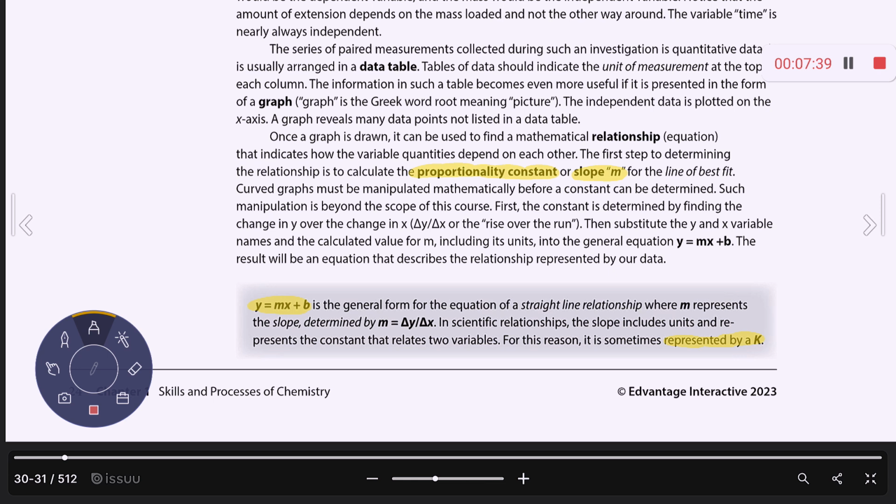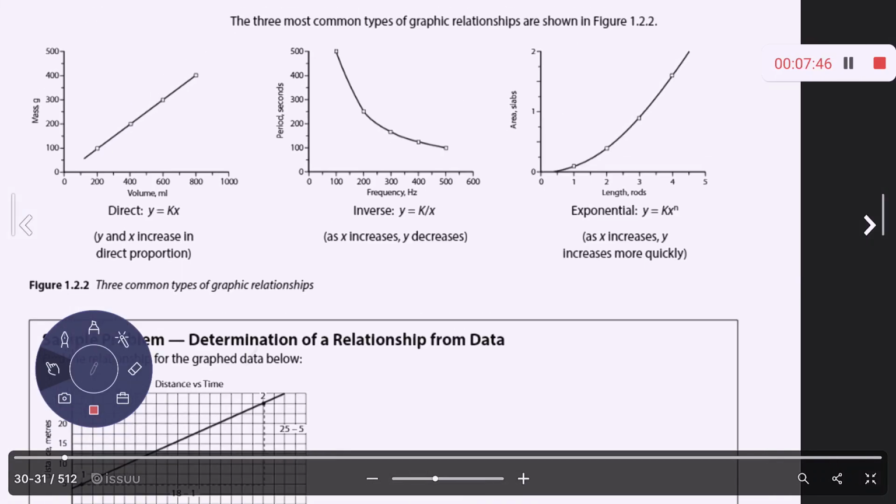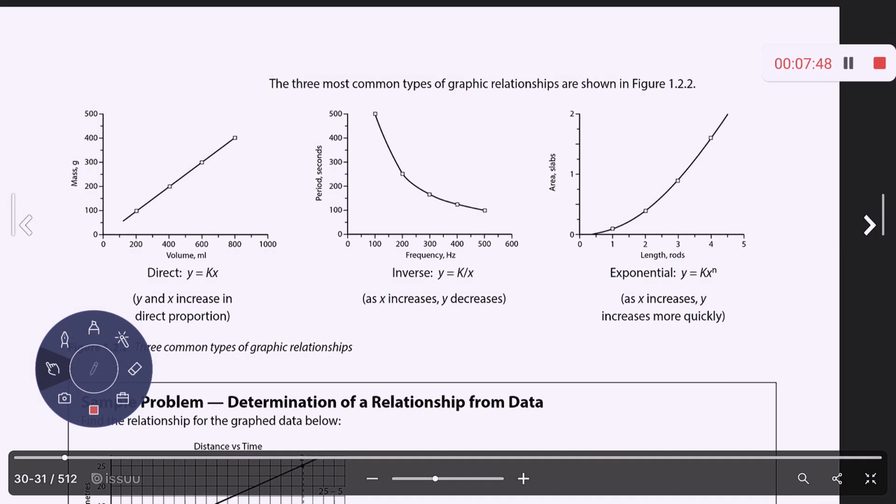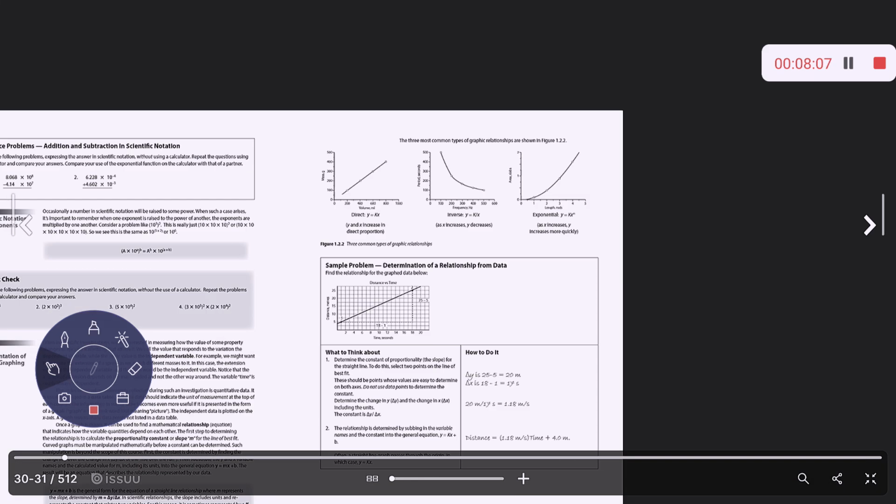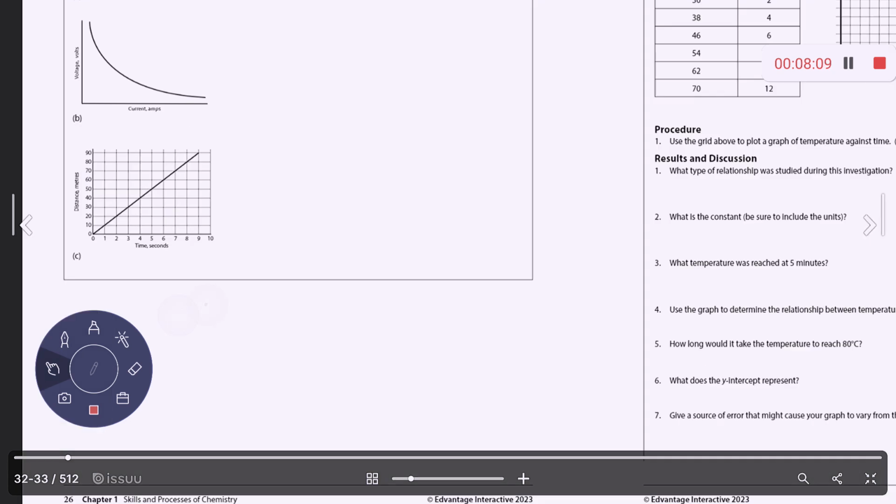There are 3 different general types of graphic relationships. You may have a direct relationship, inverse, or exponential. In this class, you will mostly be looking at direct and inverse. Okay? And what I'd like to do is take a look at the next page. We're going to look at the last set of practice problems, which is here.